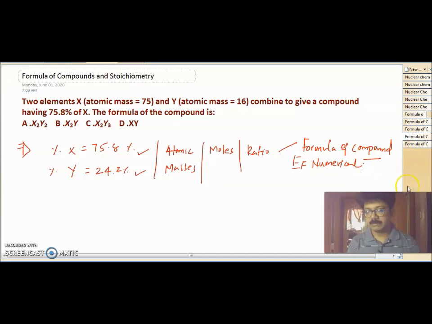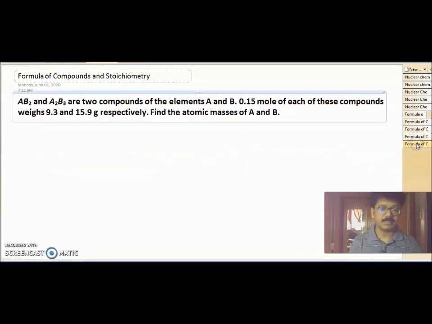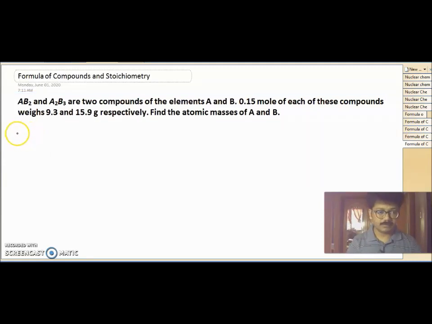Now the last question is a very interesting question. What is it? You are given two compounds. I am not finding out the answer, I am just showing the steps so you can go through. There are two compounds. One is AB2 and another one is A2B3.